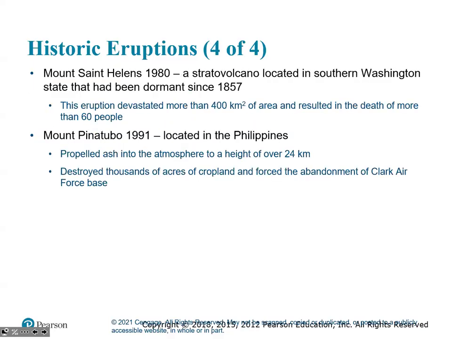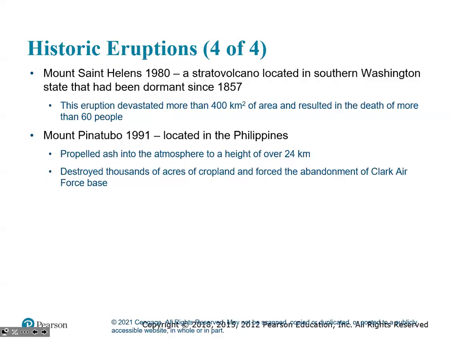Mount St. Helens in 1980 is a stratovolcano located in southern Washington state that had been dormant since 1857, and the eruption devastated more than 400 square kilometers of area and resulted in the death of more than 60 people, and it was the biggest volcanic eruption in the history of the country. I believe, well, definitely in the continental US. There might have been something in Alaska, but most violent.